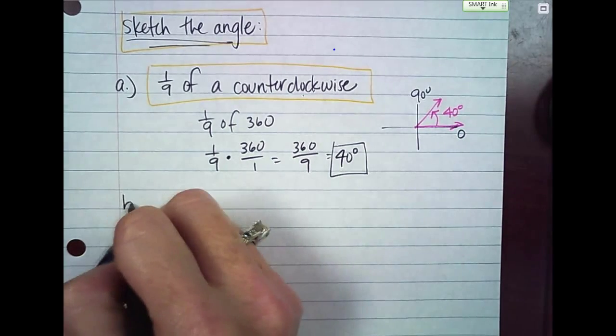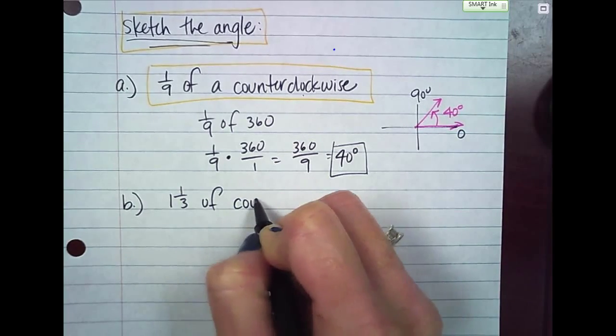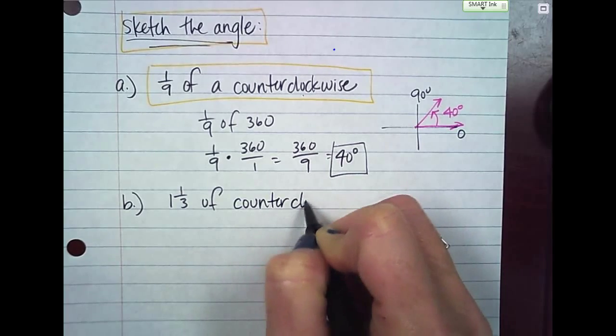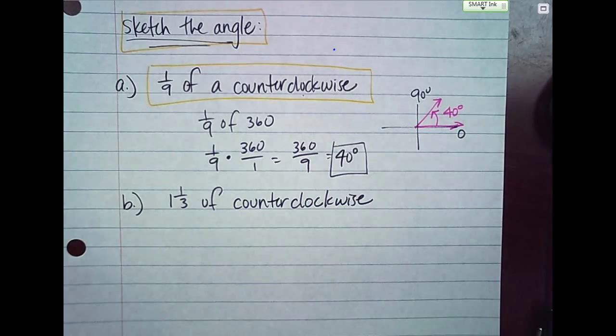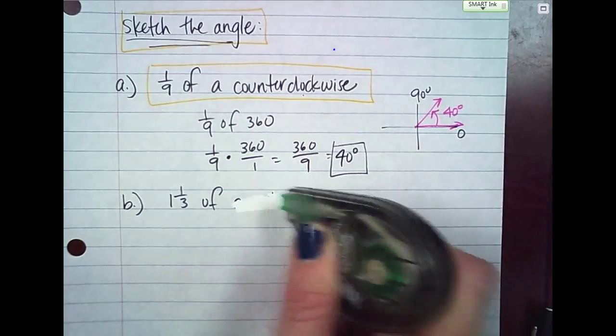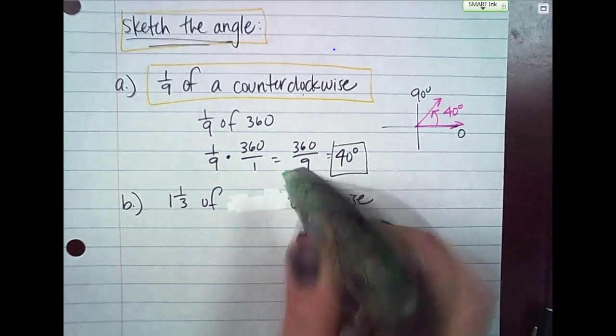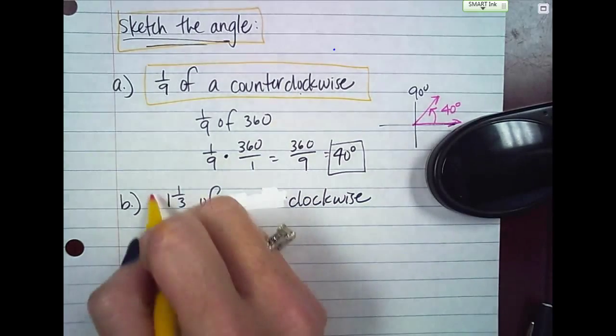And make yourself a little mark so I know you went the correct way. Okay, B. How about 1 1/3 of a circle counterclockwise? So instead of going positive, which direction do I need when I want to count? Oh, I'm sorry, that should say clockwise. I'm sorry, 1 1/3 of a circle clockwise.